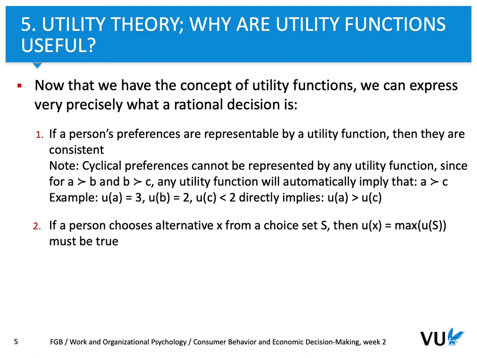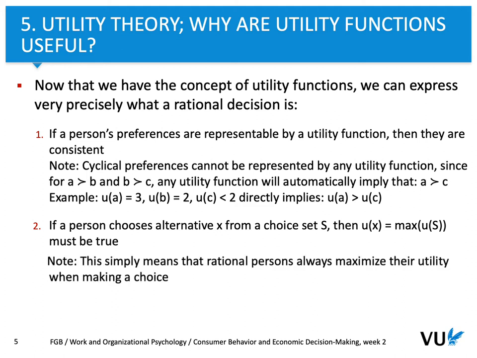Secondly, if a person chooses alternative X from a choice set S, then we can say that utility of X is the maximum utility that can be allocated to choice set S. And this must be true. It means that a rational person always maximizes their utility when making a choice. So if you're going to buy a pair of shoes and you have five options to choose from, then rational behavior would be to go for the pair of shoes with which utility is maximum.